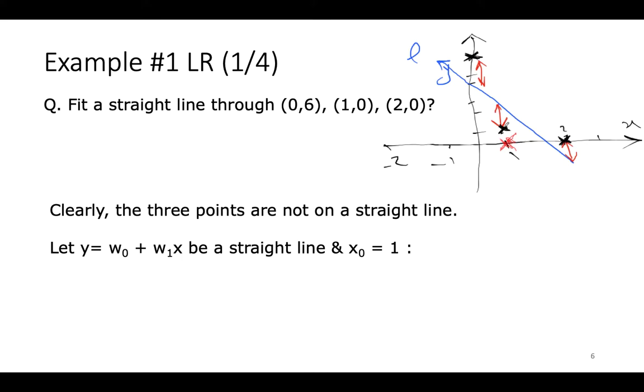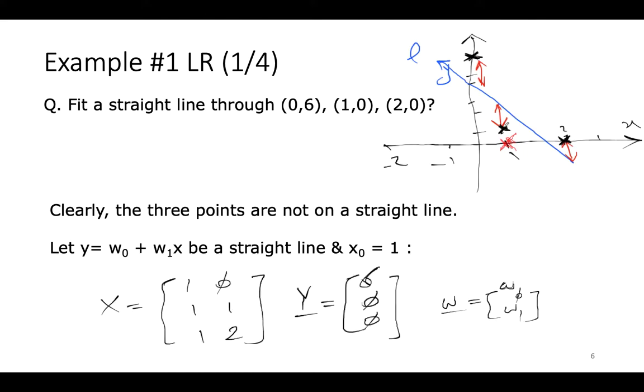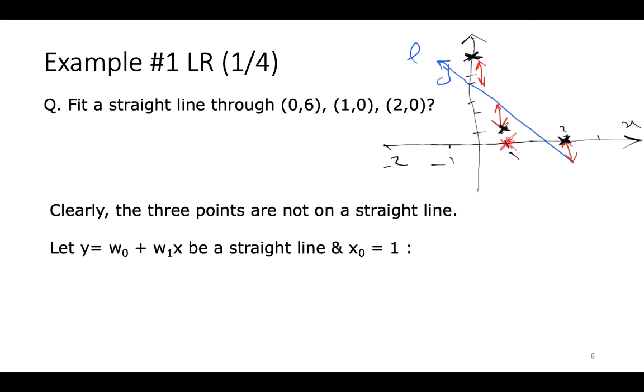roughly speaking, that blue line, we call it L, there is no way we can fit a straight line through these 3 points, because they're not on a straight line. By definition, we can assume that y equals w0 plus w1x is a straight line, and that x0 we call the artificial coordinate, right?